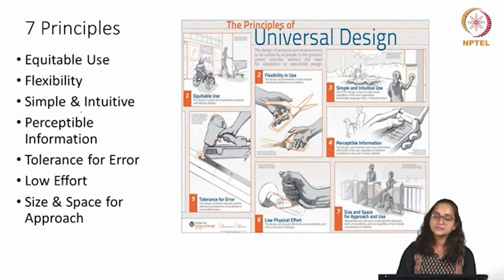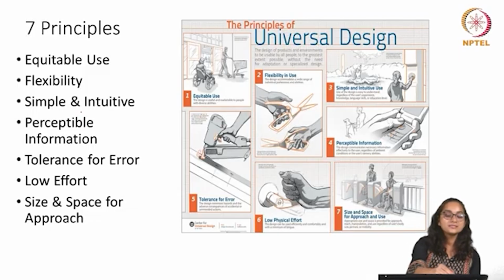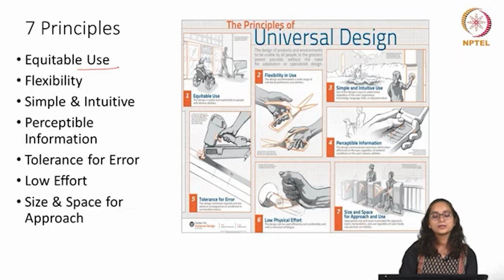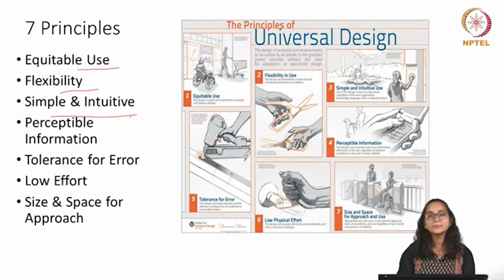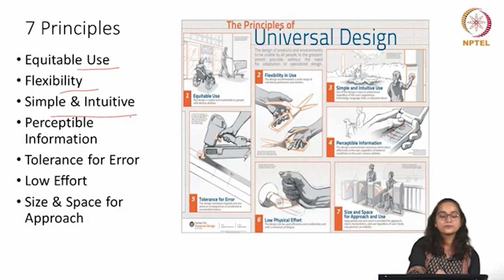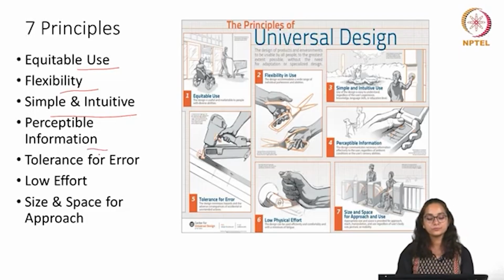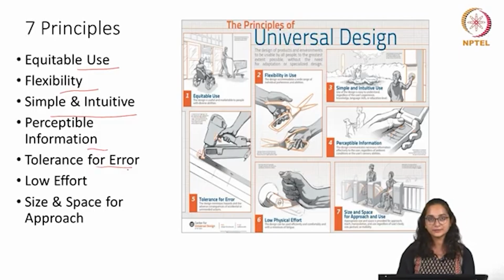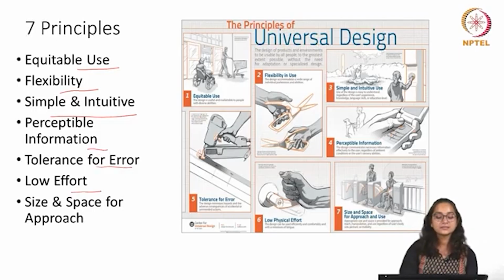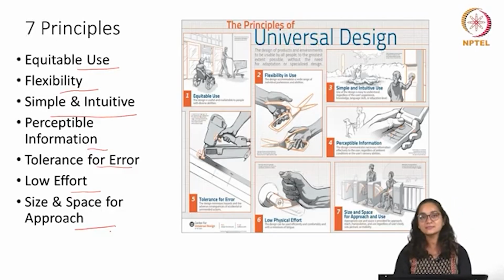So, what are these universal design principles? First is equitable use, the second is flexibility in use, the third is simple and intuitive, fourth is perceptible information, fifth is tolerance for error, sixth is low effort, and seventh is size and space for approach. We will talk about each one in a little bit more detail.